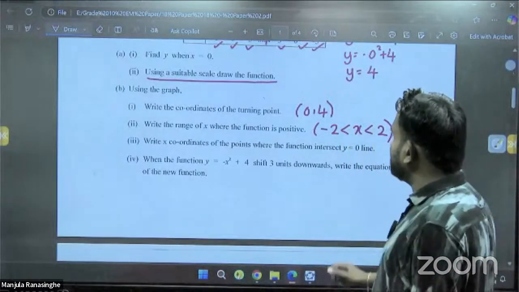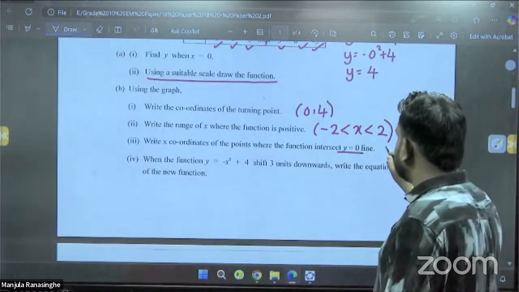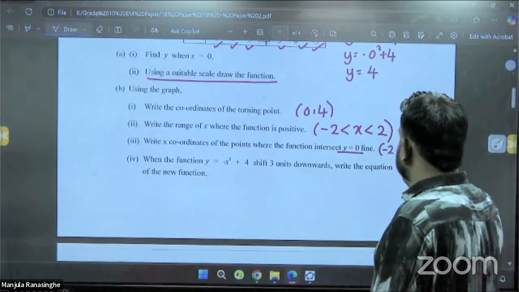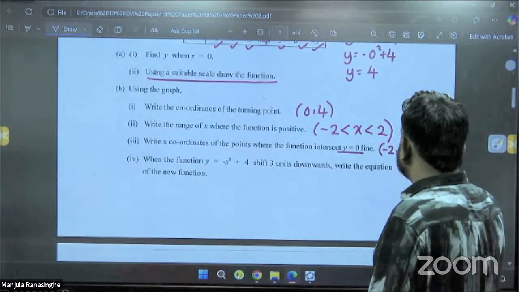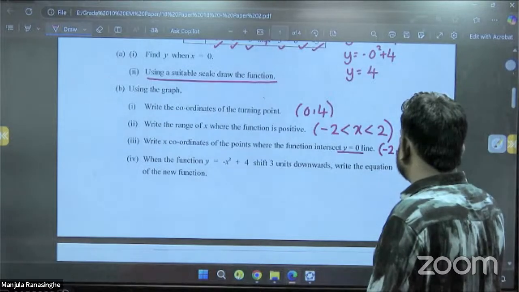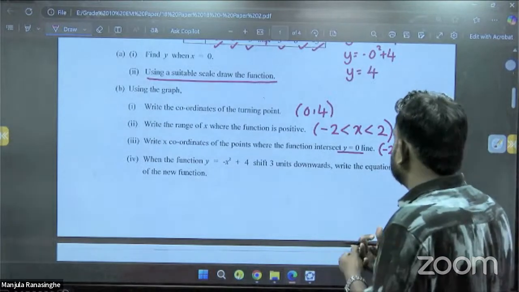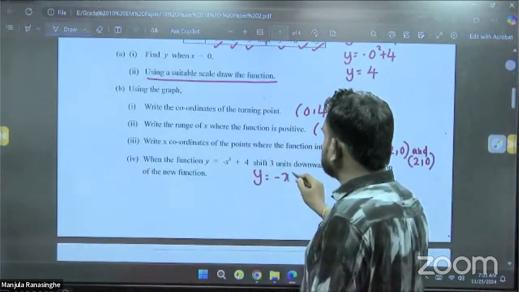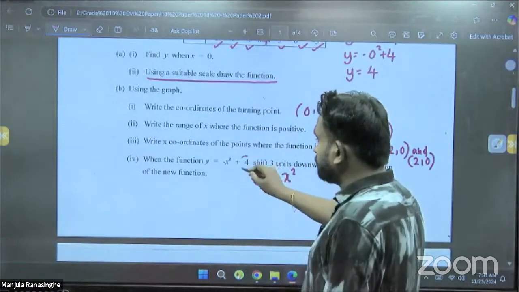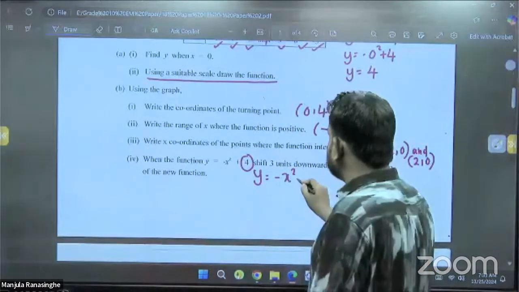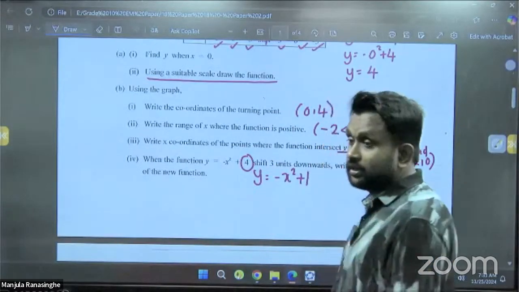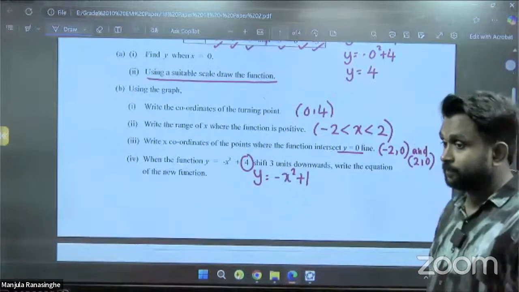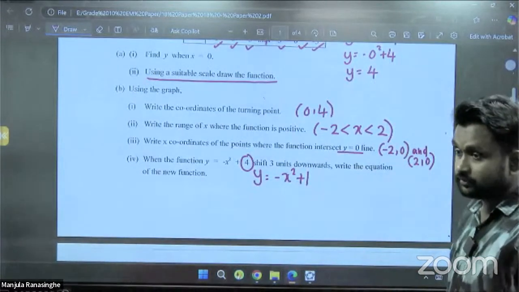The coordinates where the function intersects with y equals 0 are negative 2 comma 0, and the other coordinate positive 2 comma 0. Right, then the new function here, y equal to negative x squared, 3 units downwards, meaning from this value 3 units subtracted, then it came as y equal to negative x squared plus 1. Okay, so these are the answers.